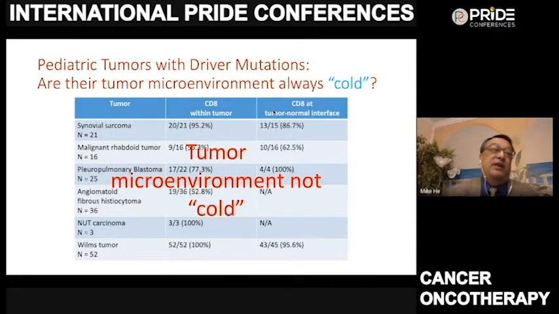Even in these pediatric tumors with driver mutations, which are supposed to have less genomic alteration, the tumor microenvironment is not always cold. So that's good. And then the next step is to evaluate the expression of other markers, including PD1 and PD-L1. Next slide, please.